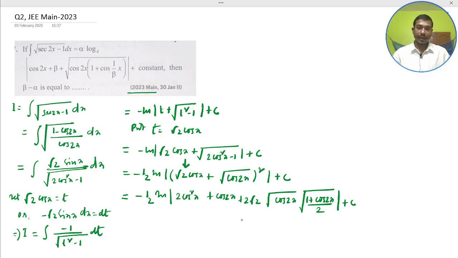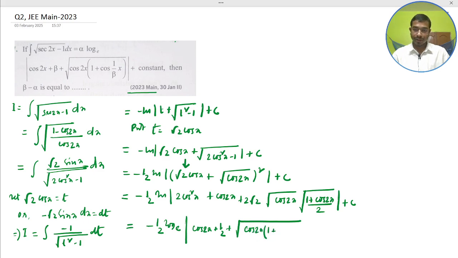So now the final result would be, I just write here that after solving this, minus half log base e of cos 2x plus half plus root over of cos 2x common here, 1 plus cos 2x, plus c constant, minus ln z, half ln z. Okay, this should be the final expression.